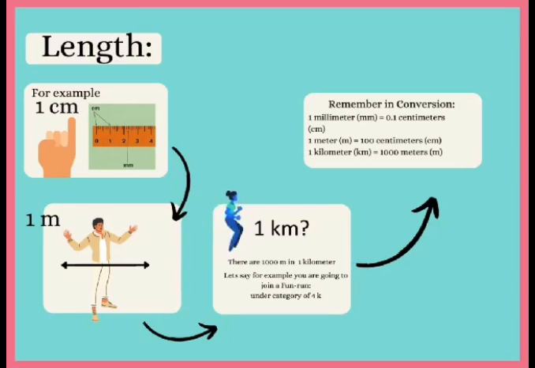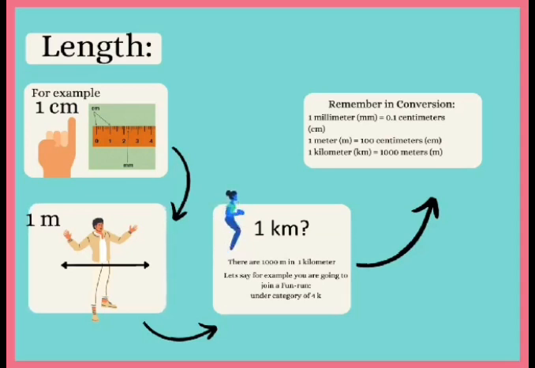So what about 1 kilometer? 1 kilometer is a much longer distance compared to a meter. To elaborate more clearly, there are 1,000 meters in 1 kilometer. So let's say, for example, you're going to join a fun run under the category of 4K. That would be 4 kilometers.